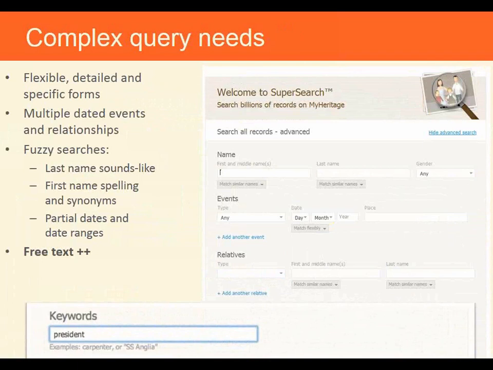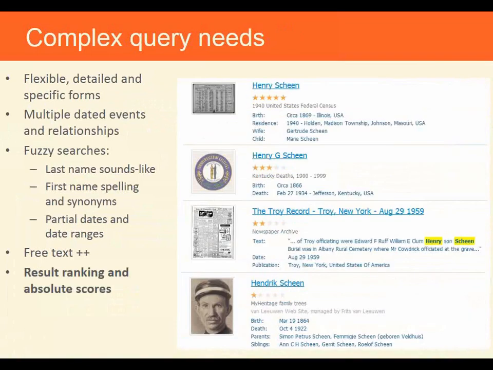Finally, we have free text. Because you may have some keywords, you know that this guy was a president or appeared in the New York Times, or anything in particular that you would like to add as a keyword, you can use that space over there, and MyHeritage will take that in consideration when we do the search and when we present you with the results.